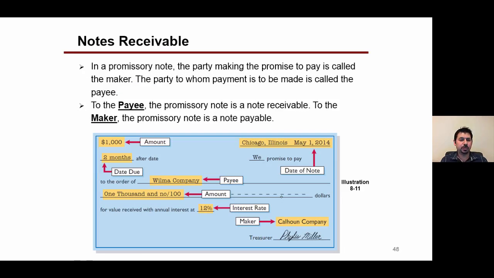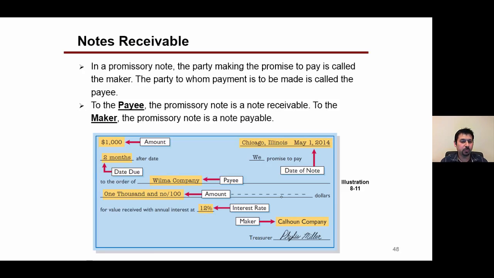And this is how the promissory note looks. The customer who is making the promise to pay is called the maker, the party issuing the promissory note, and to the maker it will be considered a note payable because they promise to pay. To the company receiving the money, it will be a note receivable, and that company is called the payee.